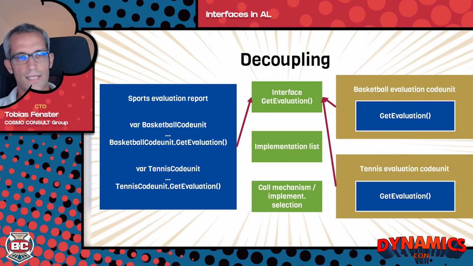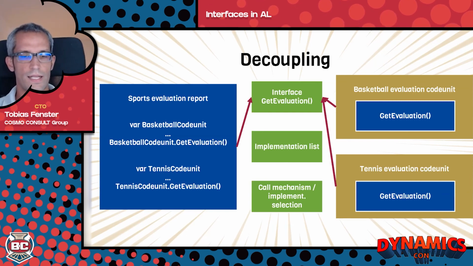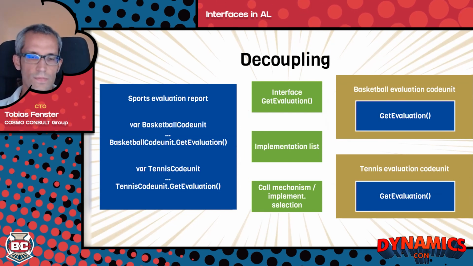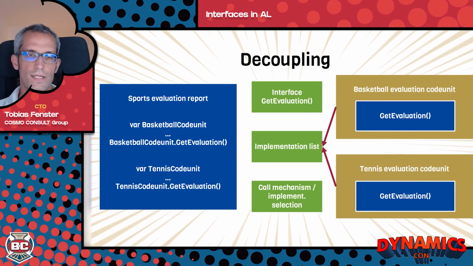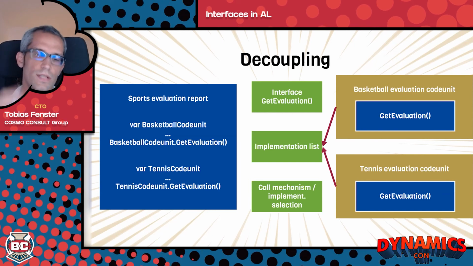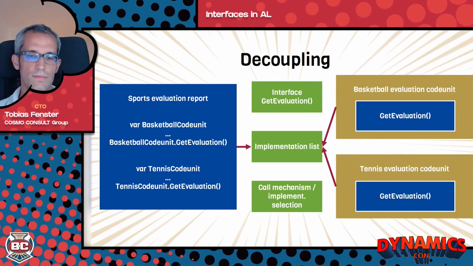And on the other hand side, the basketball evaluation code unit and the tennis evaluation code unit need to adhere to that interface. And that's called implementing the interface. So they have kind of a reference to that interface as well. But there no longer is a direct connection. Then, of course, the basketball and the tennis evaluation need to be part of the implementation list. So the system knows there's the basketball implementation, there's the tennis implementation.